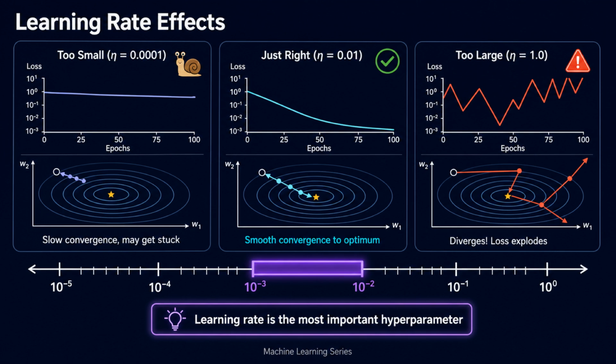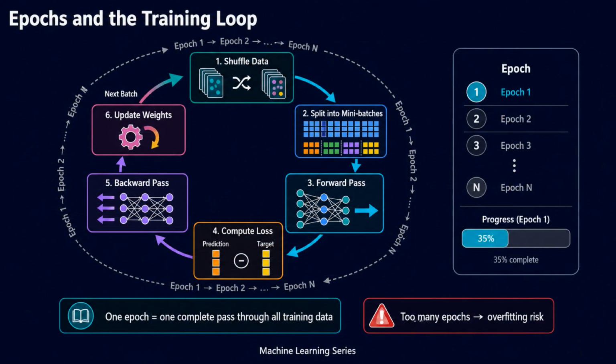In practice, many practitioners use learning rate schedules that start with a larger rate for fast initial progress and gradually reduce it for fine-tuning. Finding the right learning rate often requires experimentation, though techniques like learning rate range tests can help. An epoch represents one complete pass through the entire training dataset.